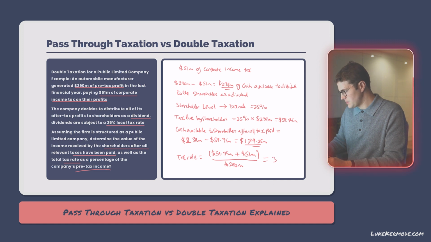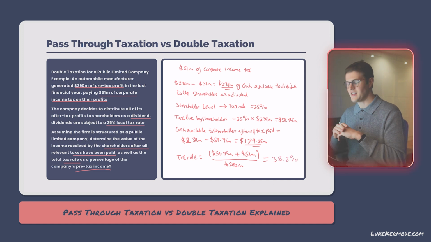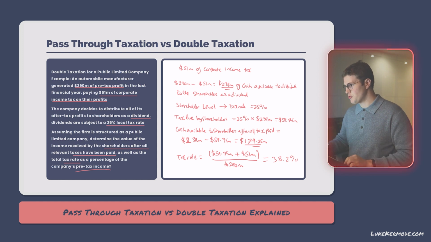And that equals 38.2%. So that's the total tax rate, the total tax as a percentage of the pre-tax corporate profits.